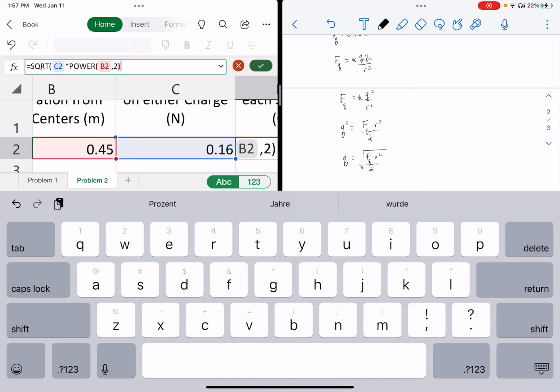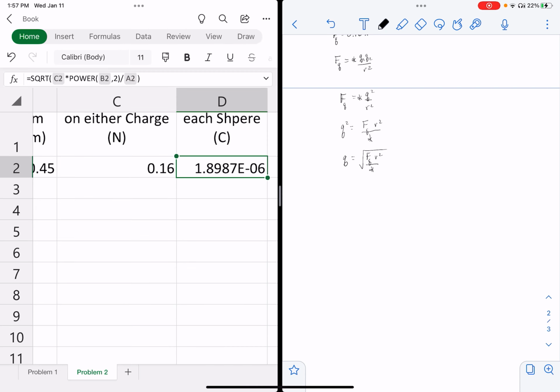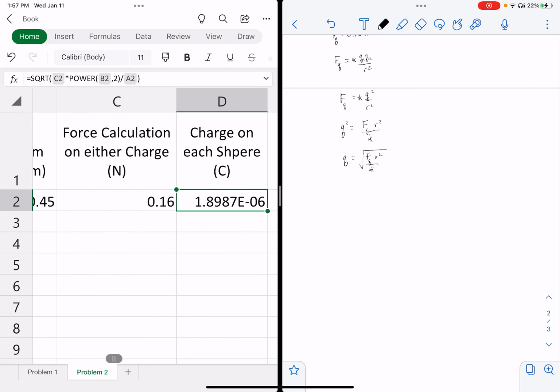And so that's just for the power. And then we're going to divide this by k. I was just really trying to avoid writing this very long number over again. And then we're going to close our parenthetical statement, and we have the charge on each sphere. So it looks like we have two decimal places, which gives us two significant figures, so I should be able to write this in as 1.9e-6. Let me see if that works.